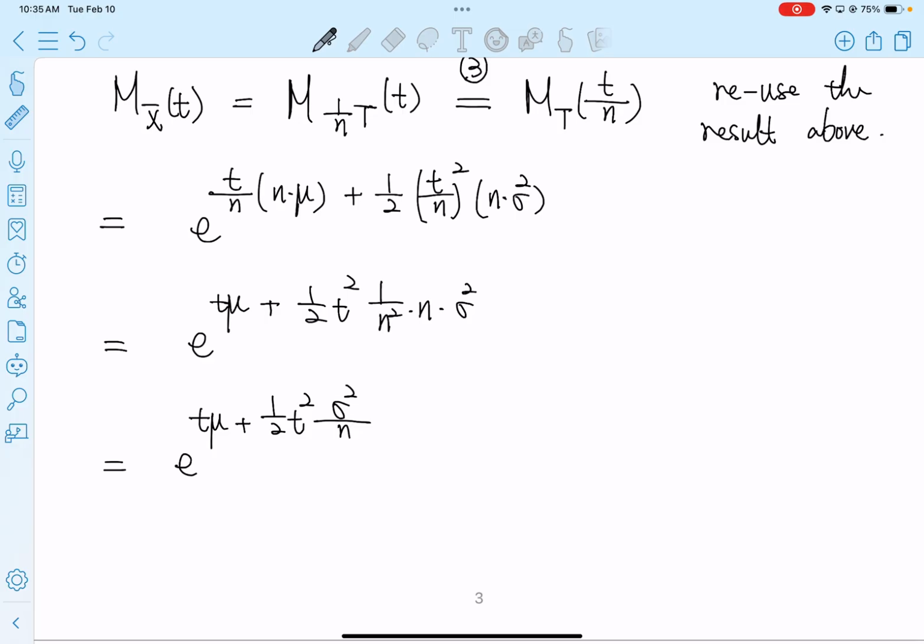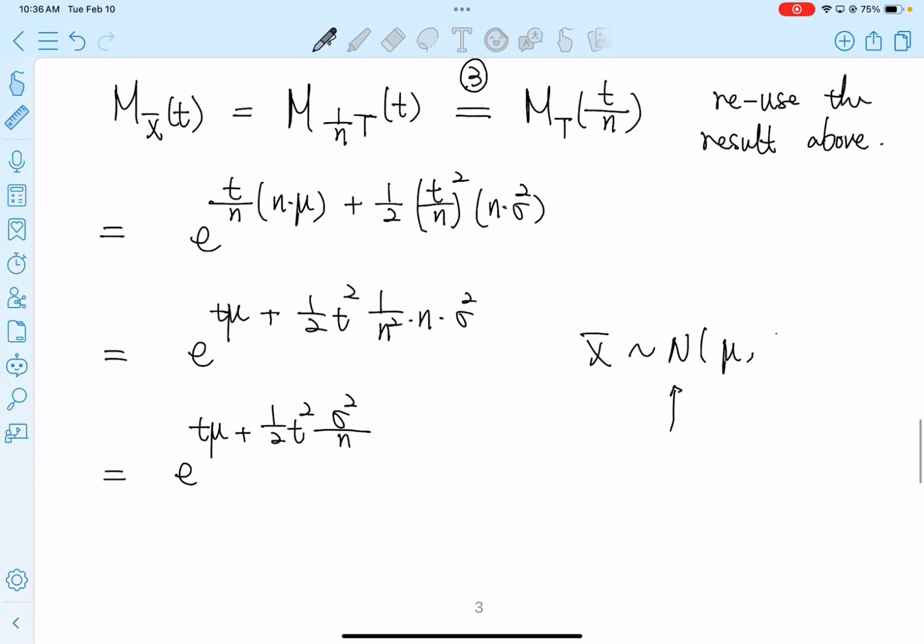And again, we can recognize that it shares the same formula as the moment generating function of a normal random variable. So we can claim that the x bar is also following a normal distribution. This part is recognized through the uniqueness theorem. Now the question is, what is the new mean and the variance? By reading from this formula, we know that the mean is mu. And the variance, by reading from the second term, is sigma squared over n.